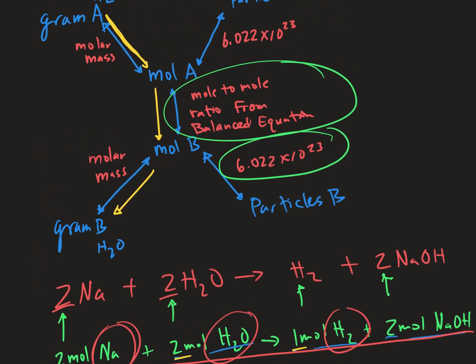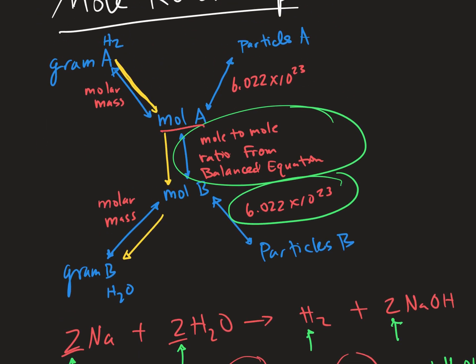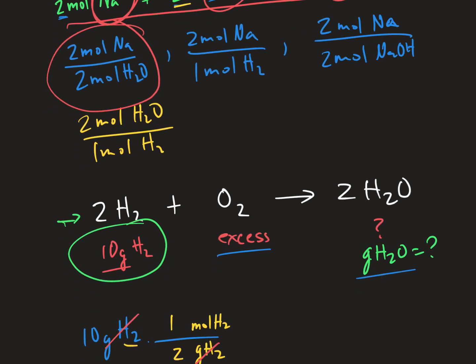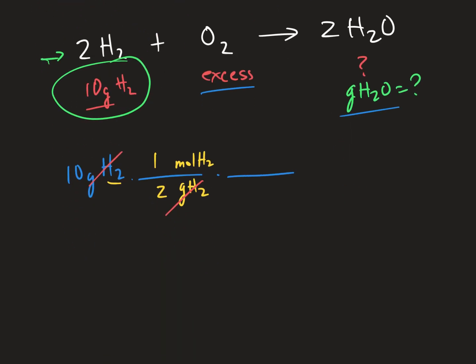If we go back to our mole roadmap, we're right here. And we've got to go to moles of water. Okay, so let's see. What goes on bottom? Moles of H2. Good, moles of H2, so we can cancel. We don't want moles of H2. What do we want? Moles of H2O. Are you with me? Good? And what numbers go in front of the moles of H2O? Right there.